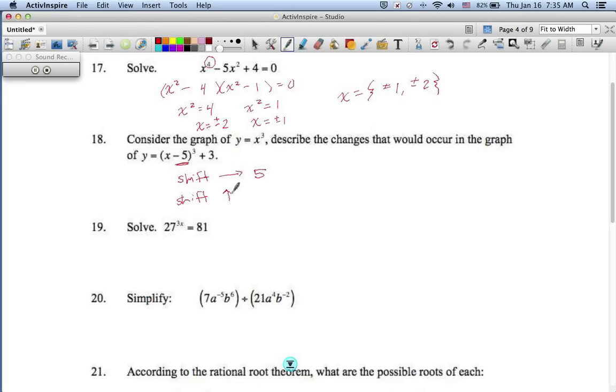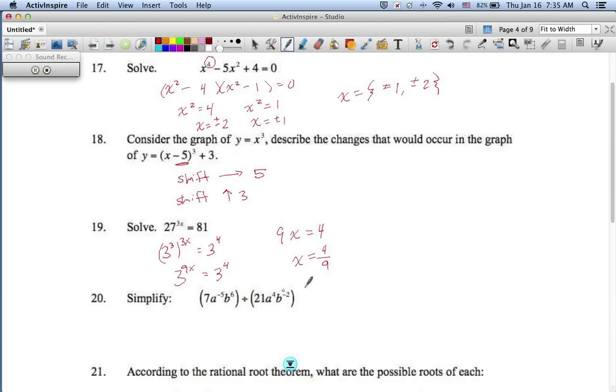Solve. Well, these are both powers of 3. That's 3 cubed, 27 to the 3x. And 81 is 3 to the 4th. Remember, power to power we multiply, so that's 3 to the 9x, equals 3 to the 4. We can then say that those exponents must be equal, so x is 4 over 9.